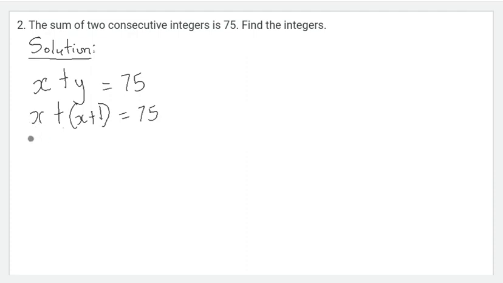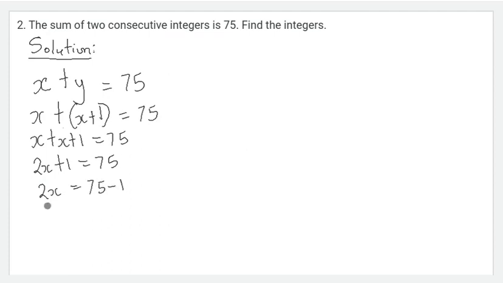If I remove the brackets, x plus x plus 1 is equal to 75. 2x plus 1 is equal to 75. This will be 2x is equal to 75 minus 1. 2x is equal to 74. And then divide by 2. This cancels this. How many 2's will you find in 7? 3, with a remainder of 1. How many 2's will you find in 14? 7. So your x is equal to 37.